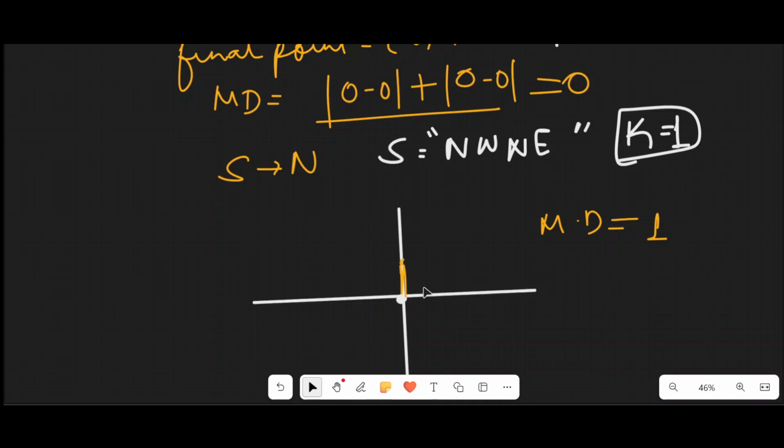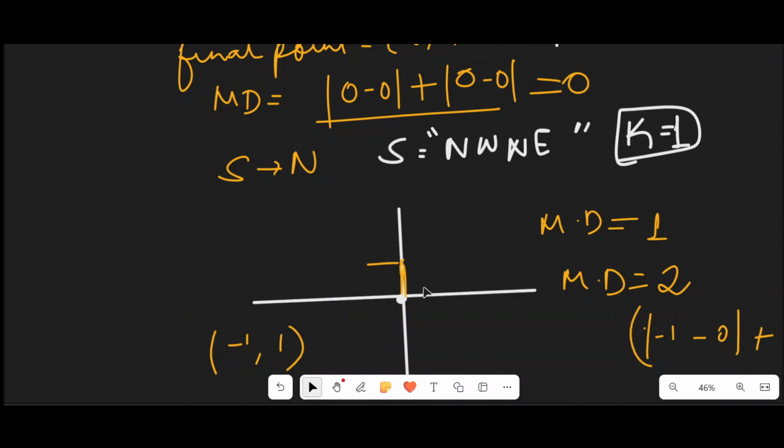Then it has said to move west by 1 point, so I have now moved west, so the coordinate shall be -1 and 1, right? So my new Manhattan distance shall be 2. How did I find this? The absolute value of 0 minus 1, plus 1 minus 0, right? So 1 plus 1, that shall be 2. That's how I found out 2.